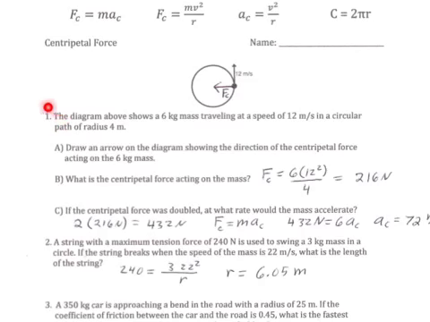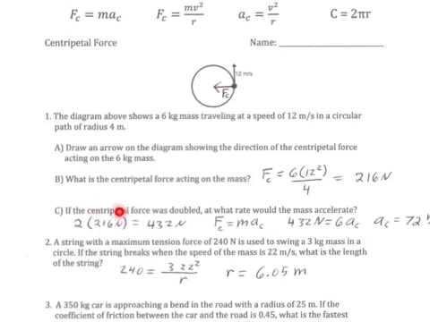Alright, so the first one, I'm supposed to draw an arrow showing the direction of centripetal force. Centripetal force causes centripetal acceleration, so it is centripetal, meaning center seeking. It always points towards the center of the curve. Now to find the centripetal force, I'm going to use this equation right here. And so I have a 6 kilogram mass going 12 meters per second. Don't forget to square it. Divided by the radius gives me 216 newtons.